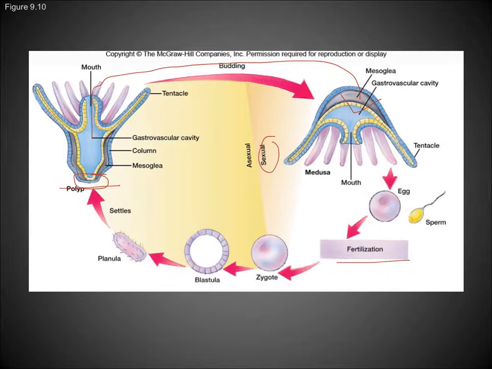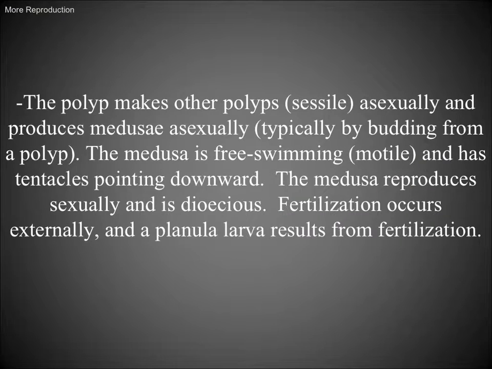After fertilization, they go into the blastula stage. Remember, then we'll have gastrula and a free swimming planula. This is their larval stage. It will swim, settle, and then the whole process starts over again. So in the polyp stage, its job, it will actually make other polyps, and these are produced asexually. It will also produce some medusa asexually. Typically, it's from budding, like you saw in the picture before. The medusa is free swimming, so that's our motile stage.